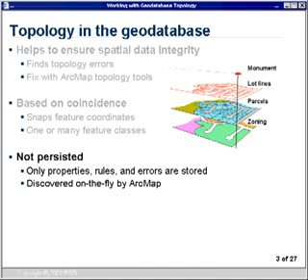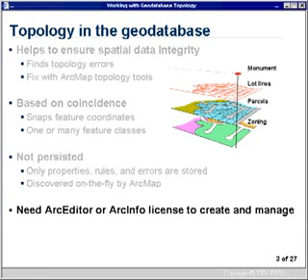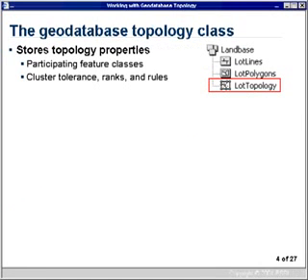And it might be a little different for those of you that are used to the ArcInfo coverage setup, where the topology has actually persisted with the data. But in the geodatabase topology, it's not persisted, it's discovered on the fly. So, speaking of licenses, you need an ArcEditor or ArcInfo license to create and manage geodatabase topology. If you're working with an ArcView license, you can view the data or view the feature classes that participate in topology, but you will not be able to edit them or create a geodatabase topology class.